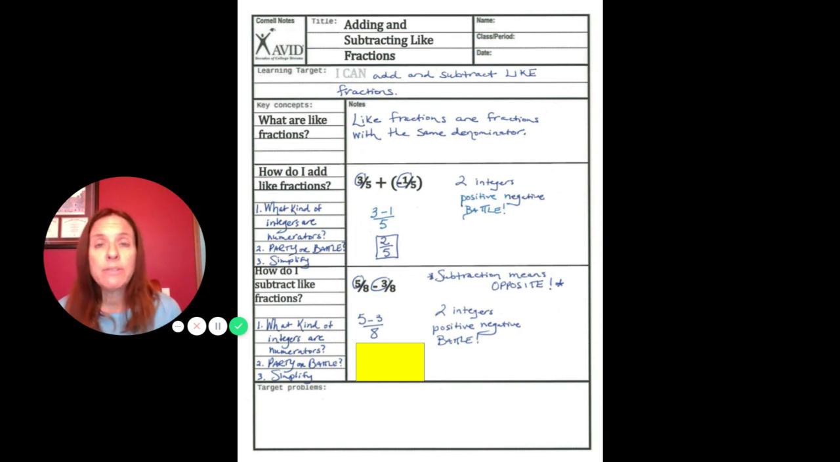We'll put our numerators on top of our like denominator. So we have 5 minus 3, and that's 2/8. Now remember, step 3 is to simplify. So 2/8 is not in simplest form. They're both even. We can divide both by a factor of 2. 2 divided by 2 gives us a numerator of 1, and 8 divided by 2 gives us a denominator of 4. So our final answer for 5/8 minus 3/8 is 1/4.